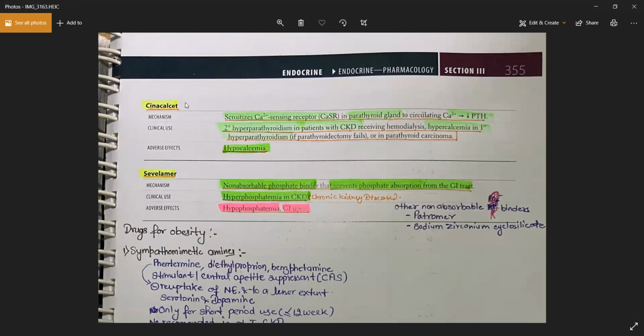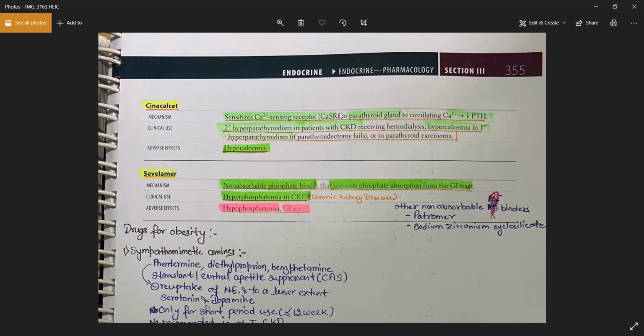Cinacalcet, if you remember, acts on the calcium sensing receptor in the parathyroid gland and in the DCT, which senses the calcium levels, and whenever the calcium levels increase, it will inhibit the PTH, right? And you remember one syndrome associated with it, which is the hypocalciuric hypercalcemia, right? Remember?